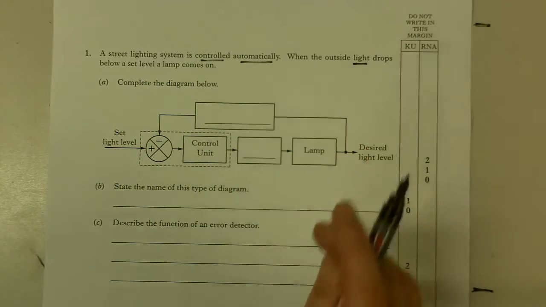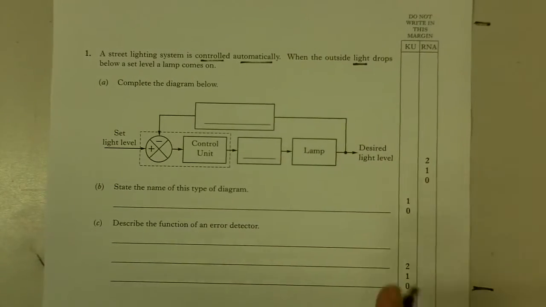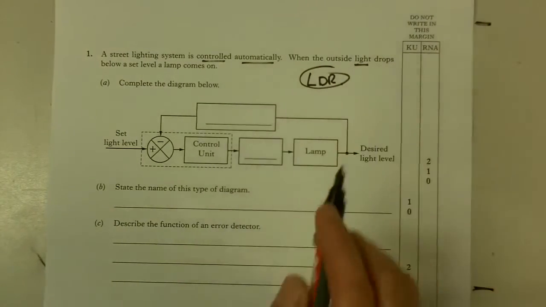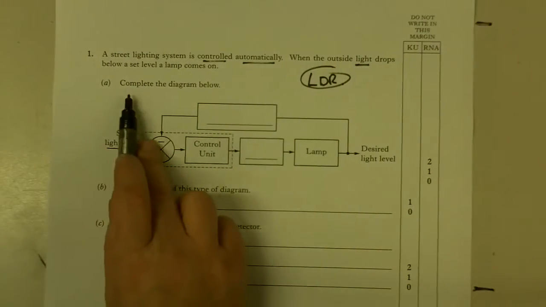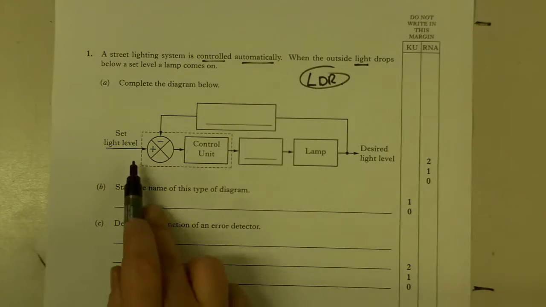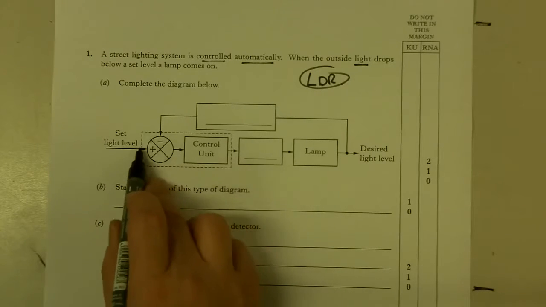So light, we are measuring light. Well, first of all, we know that something measures light, and that something is an LDR. So that's going to be useful for us later on. It says complete the diagram below. This is a typical automatic control diagram. You've got here an error detector.